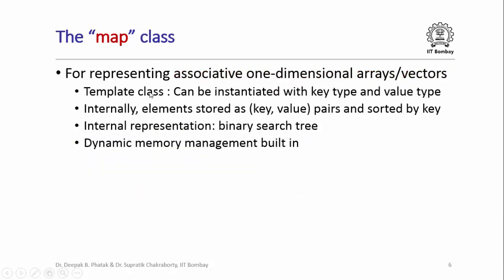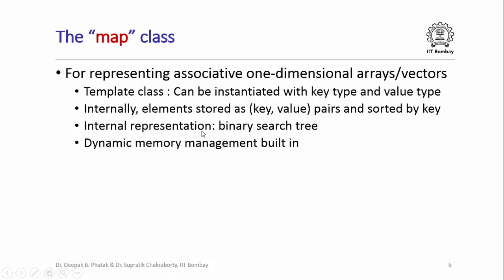So the map class will be used for representing and manipulating associative one-dimensional arrays or vectors. This is actually a template class and can be instantiated with a type for the key and a type for the value. Internally, the elements in an object of the map class will be stored as key value pairs, and all of these elements will be sorted by the keys.